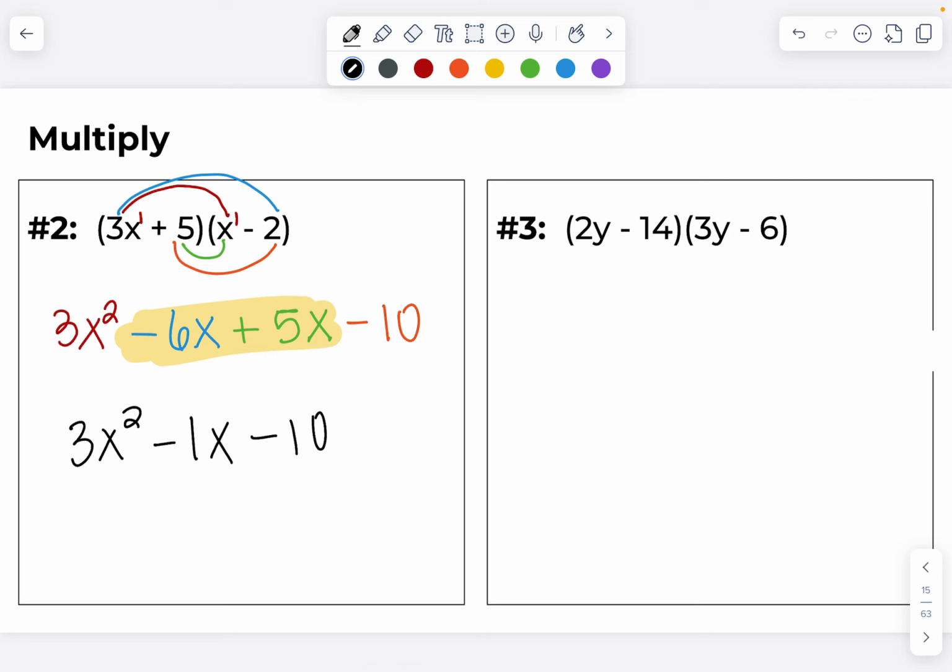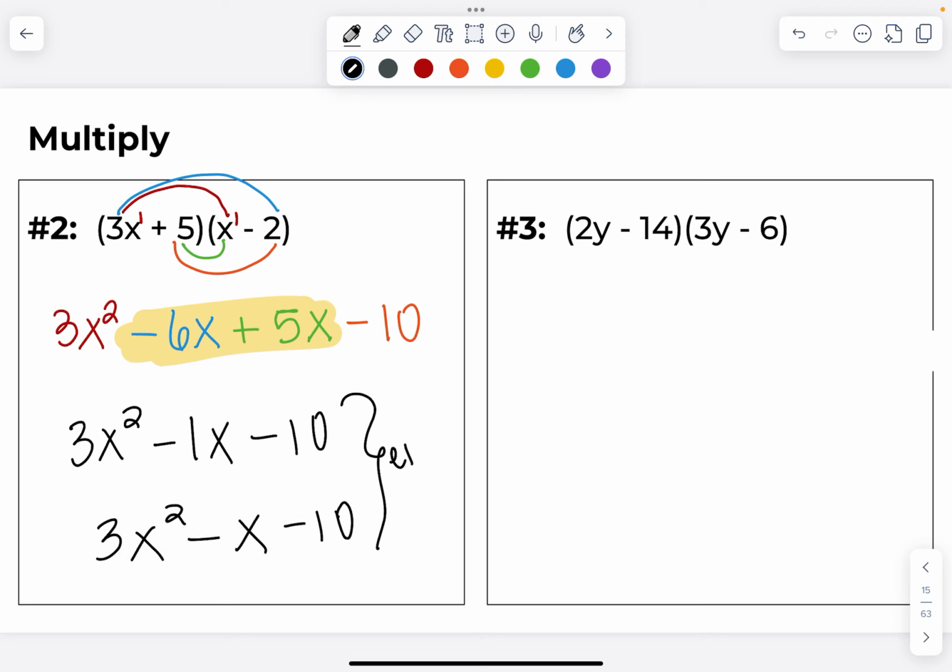Now, when something is a negative 1x, we could also write it like this. Either or, whichever you prefer. You can write the 1 in front of the x, or you cannot write it. The implication here is that there is a 1 in front of that x. So again, you can write the 1 or you cannot write the 1. It's going to be totally personal preference for you guys.